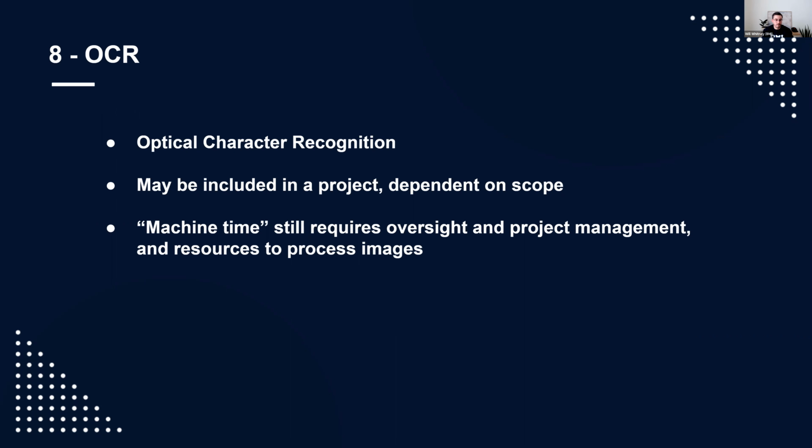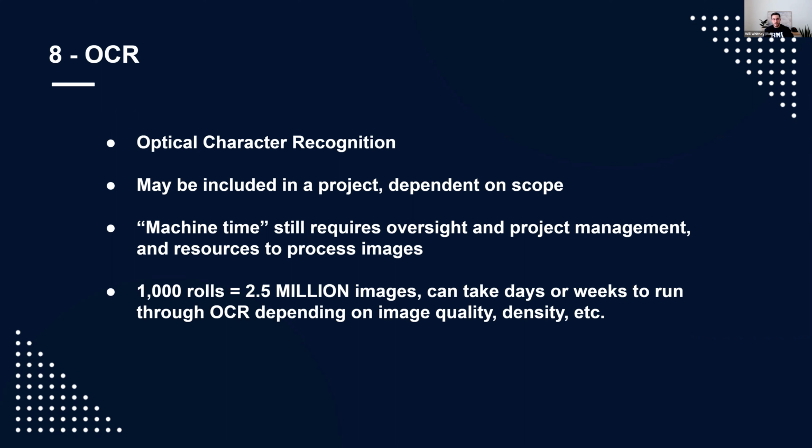And just as an example, let's say you have 1,000 rolls of 16mm film. That's 2.5 million images. And depending on the images or the rolls themselves, it can take days, weeks, multiple weeks to run the OCR, even months, depending on the quality, density, etc. So let's say you had newspaper images, newspapers from the 1800s, super large images, super dense text. That can take a lot of time to actually process.